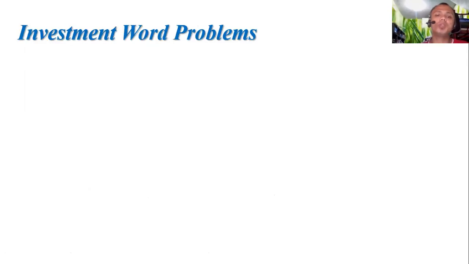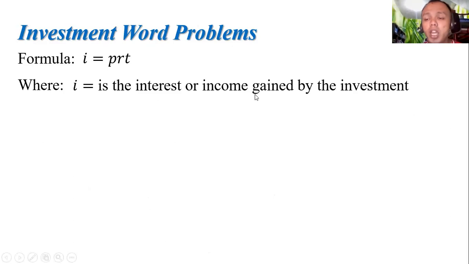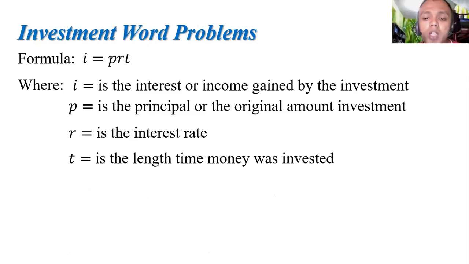Okay, next, investment word problems naman. In an investment word problems, you use this formula. We have I equal to PRT. Okay? Where yung I natin dito is the interest or income gained by the investment. Yung P is the principal or the original amount of investment. Yung R is the interest rate. And yung T is the length of time money was invested. No? So ito yung formula natin.